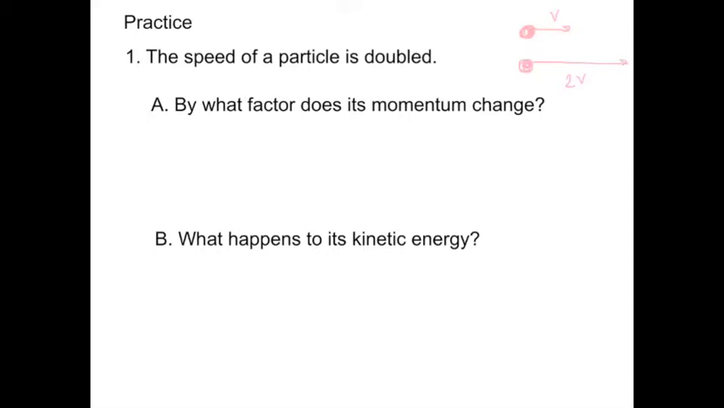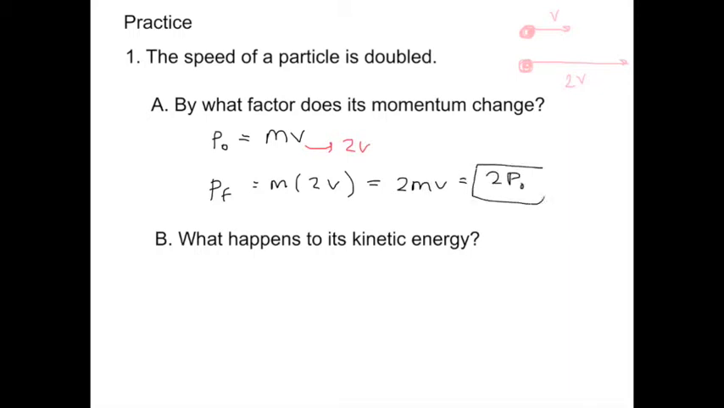Let's do some practice. Number 1. The speed of a particle is doubled. A. By what factor does its momentum change? So first we'll start with the initial momentum, we'll call that p initial, of this particle, so we can call that mass times velocity. Now we want to double the velocity, so we're saying this v is becoming a 2v. The final momentum would be mass times 2v, or 2mv, which is 2 times the initial momentum, so it's doubled. That's the factor by which the momentum changes.